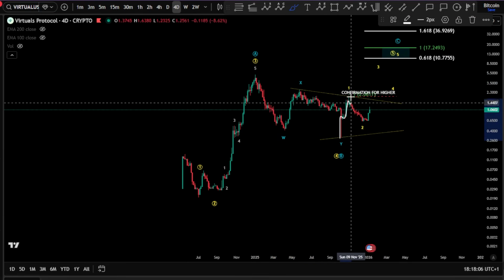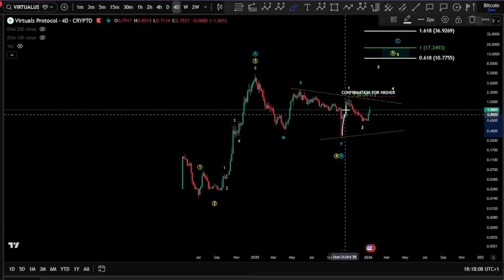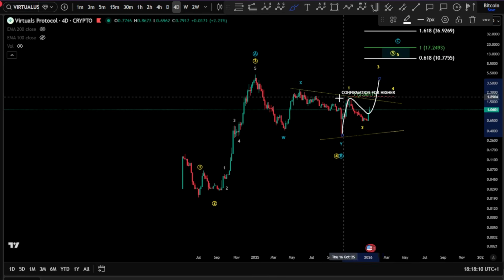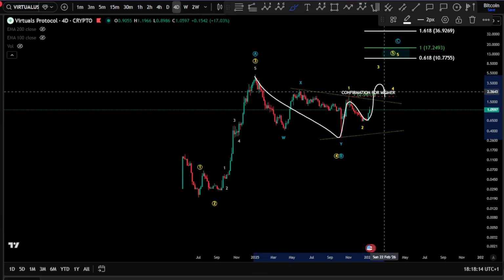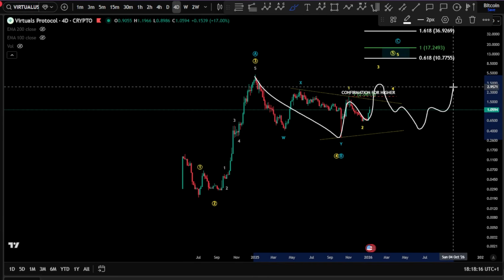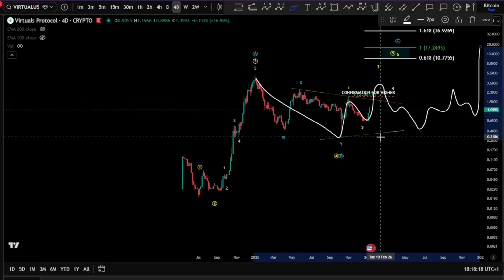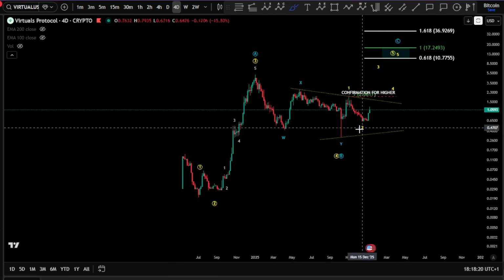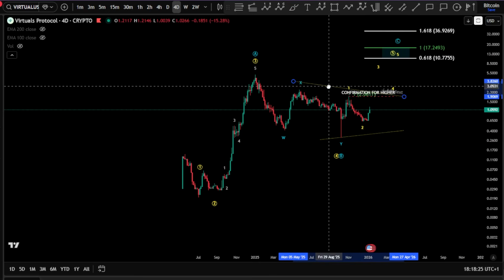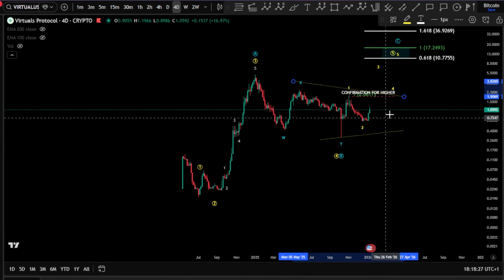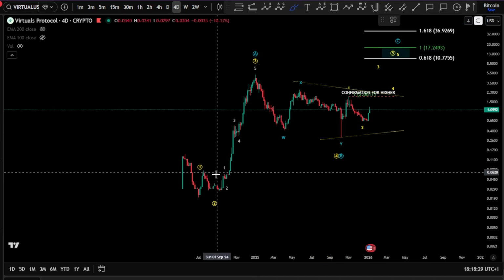Now we got an impulse, of course, clear impulse as a wave 1. It can be an ABC, but in this case scenario, we have to be careful from a very large triangle here, A, B, and a C, and then D and a E, and then pushing later on. So it might take, of course, a very long time in case it is a triangle. So the possibility is still, of course, very likely here to be looking for higher prices.